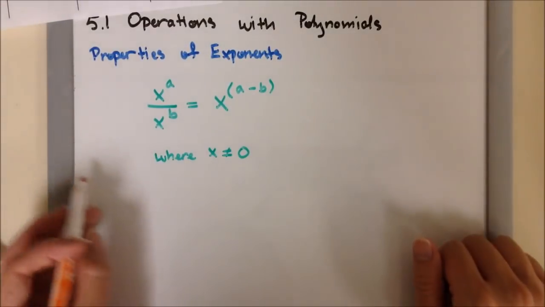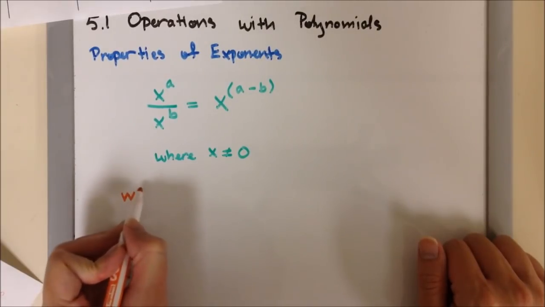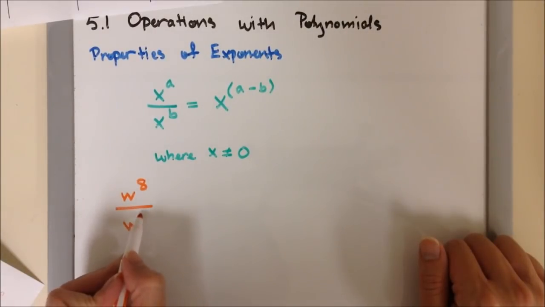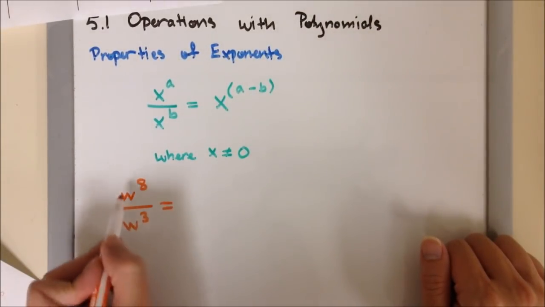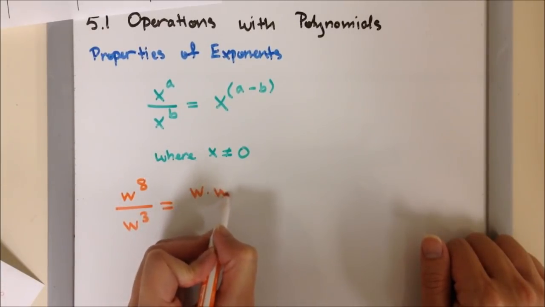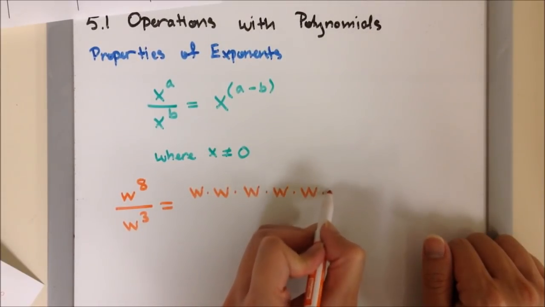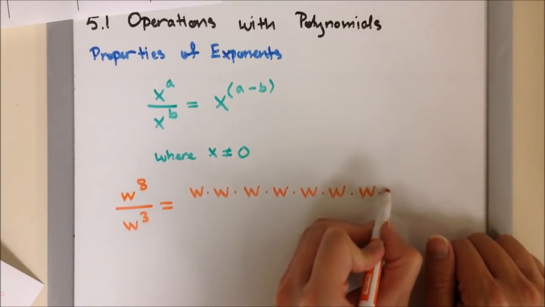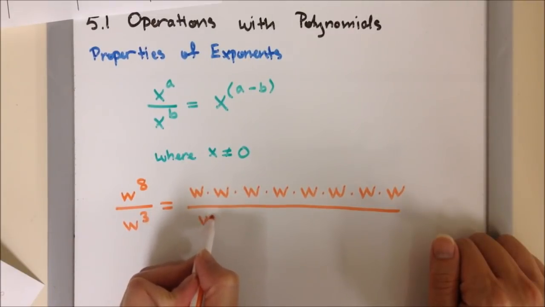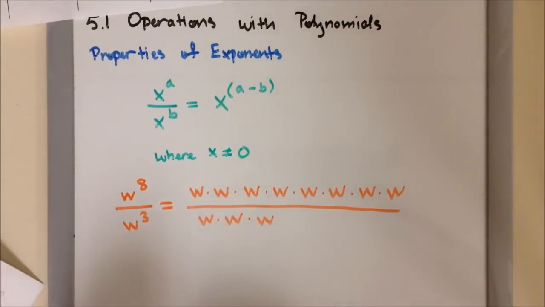So say we had w to the 8th power divided by w to the 3rd power. Now w to the 8th means I'm going to write w 8 times. So 1, 2, 3, 4, 5, 6, 7, 8. Now you don't have to copy this, I'm just explaining the process, and then w to the 3rd power. So there's my w to the 3rd.